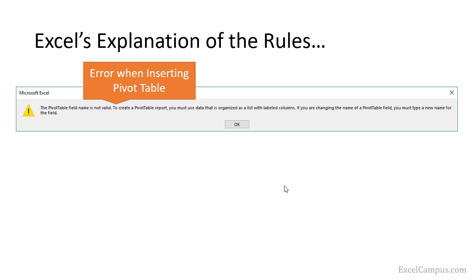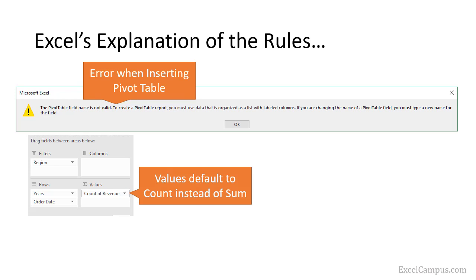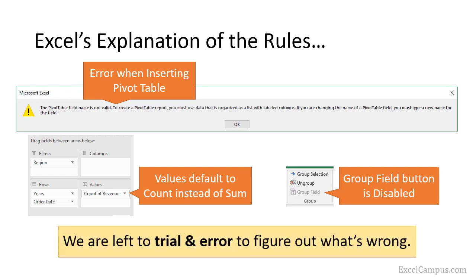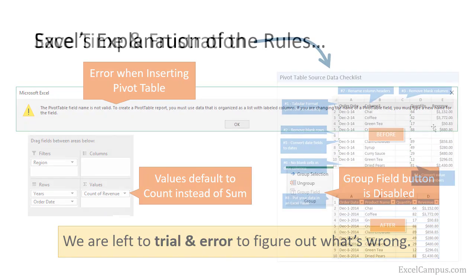Unfortunately, Excel leaves us with not that great of an explanation of the rules sometimes. Sometimes we get errors when we're creating a pivot table. This error actually means that there's blank columns in the source data range, although it doesn't directly tell you that. Sometimes we get the count defaulted instead of the sum in the values area. That's typically due to having blanks or text in the field that you're putting in the values area. Sometimes the group field button is disabled for dates and things like that. Again, that can be due to text or blanks. But Excel doesn't always tell us exactly what these problems are, and we're kind of left to figure that out on our own with trial and error.